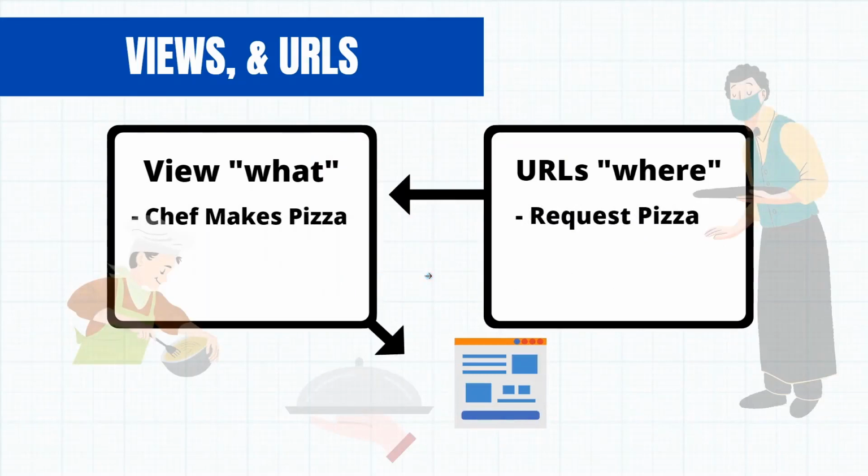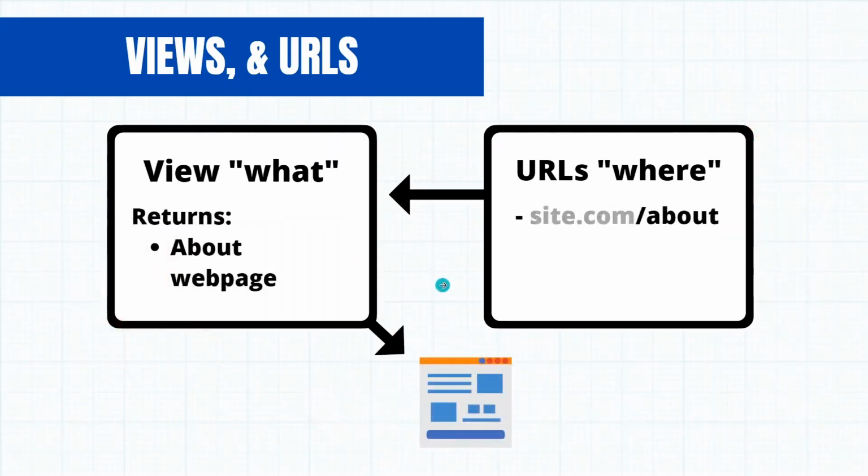And if we walk through the restaurant example in the context of URLs and views, the URL would be like going to the counter to request the pizza, which would call the specific view, or send the request to the specific chef who knows how to make pizza. The chef would whip up your pizza and your food would be delivered to you. Now in the example of Django, this would be like going to mysite.com/about, which would be the URL, which would trigger the view that it's paired with, that would return the about web page, and then it would show all this amazing info about you.